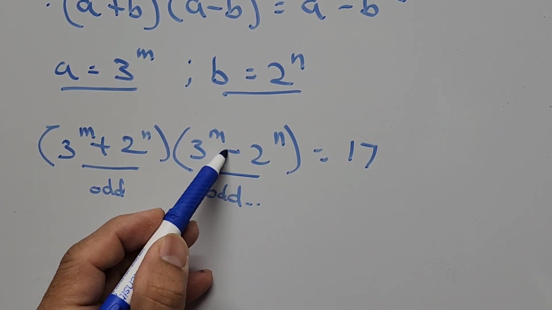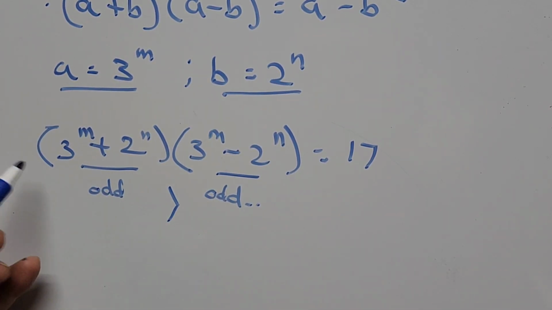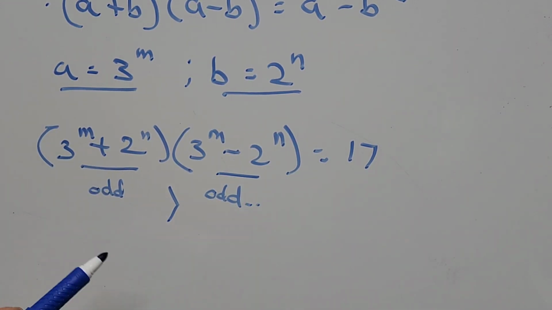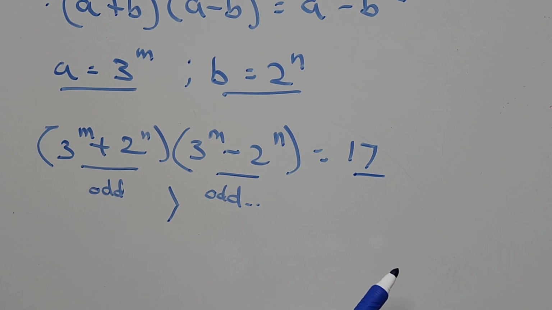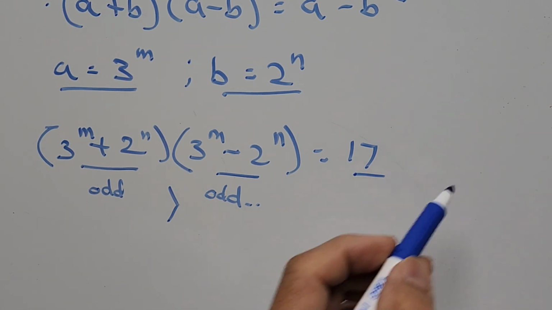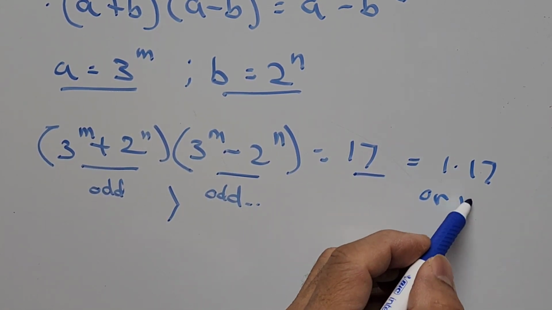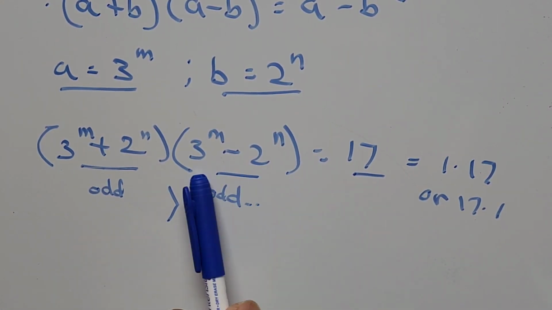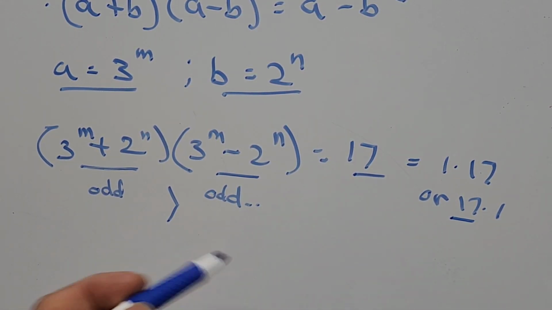And since you got a minus sign right here, that means this factor is smaller than this one. So this one right here is greater than this factor right here. Since both are odd factors, we get the factors of 17, which are both odd also. So the factors of 17 are 1 and 17, or 17 and 1. And since this is greater than the other factor, you are equating the greater factor with 17, and the smaller factor will be equated to 1.